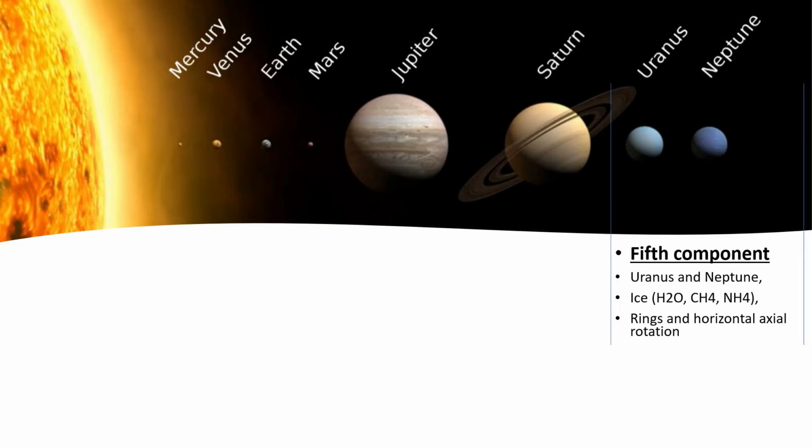The planet Uranus has a horizontal rotation, and the planet Neptune has huge moons and solar system bodies orbiting it.